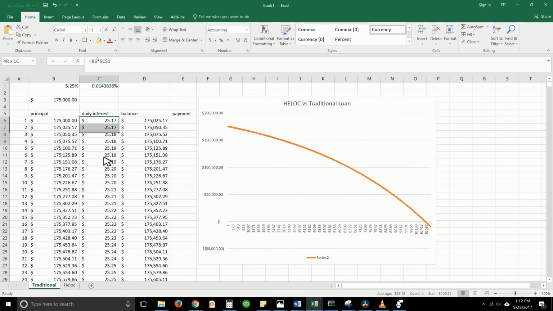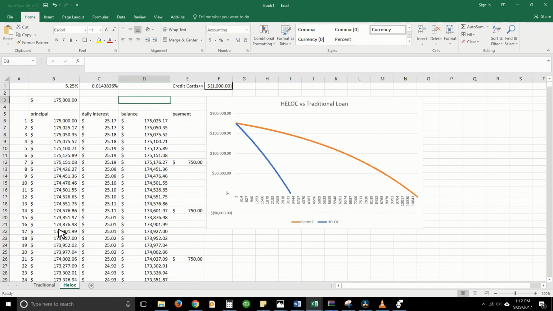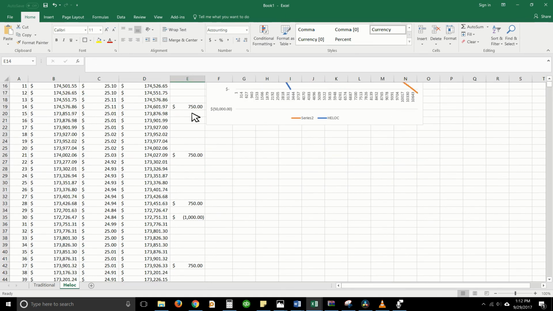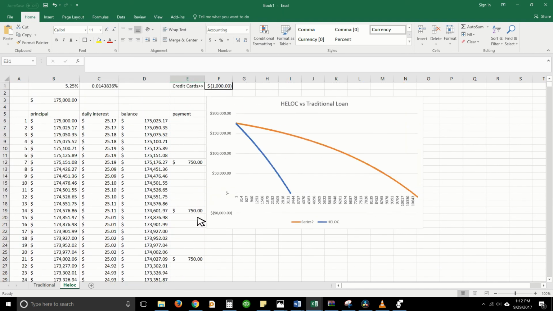They're locking you into paying the total amount of interest versus a traditional, or just a regular HELOC. You can pay it anytime, you can pay it even more than this if you wanted to. So that's an example of the home equity line of credit.